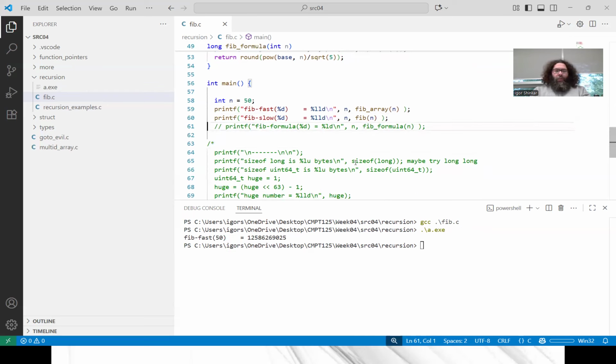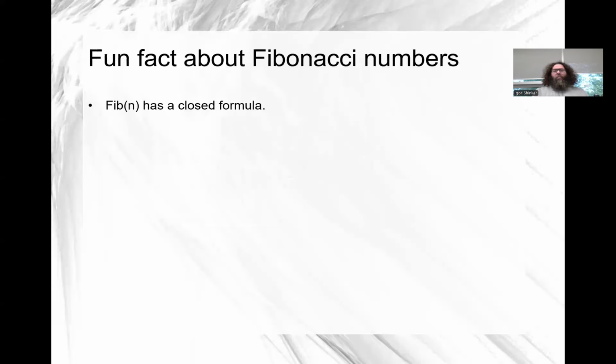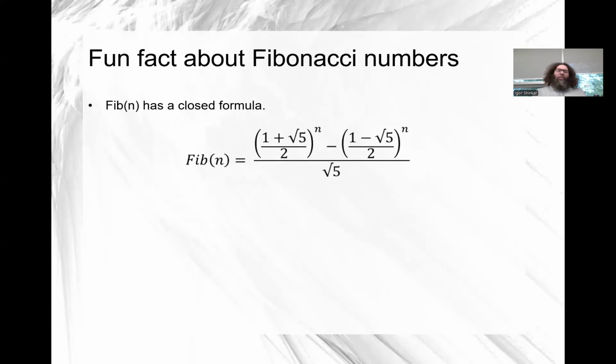Okay, there's two more things I want to do. Here is a fun fact about Fibonacci numbers. Actually, Fibonacci numbers have a closed formula. And the closed formula is this. Okay, so it's 1 plus square root of 5 divided by 2 to the n minus 1 minus square root of 5 divided by 2 to the n, all divided by square root of 5. It's a closed formula.